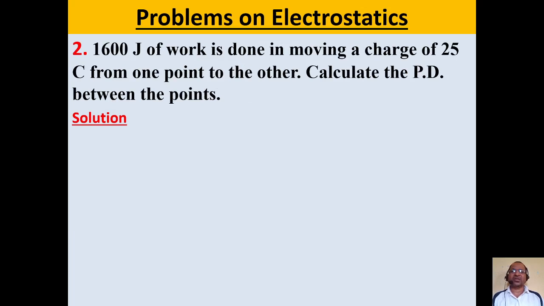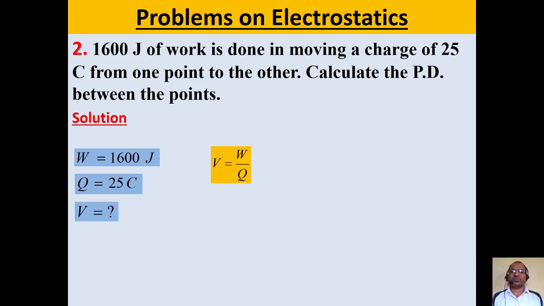1600 joule of work is done in moving a charge of 25 coulomb from one point to the other. Calculate the potential difference between the 2 points. Now work done is given, so we write W is equal to 1600 joule. Charge is also given, Q is 25 coulomb. We have to find out potential difference or potential, so V is equal to question mark.